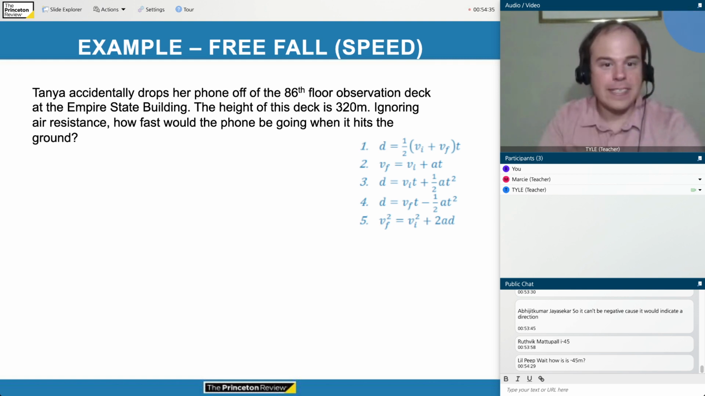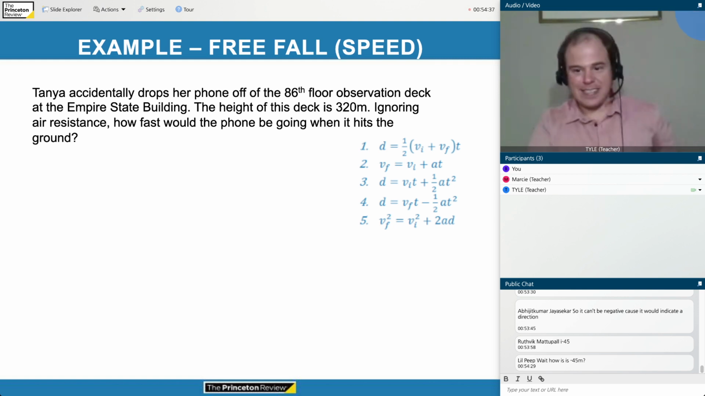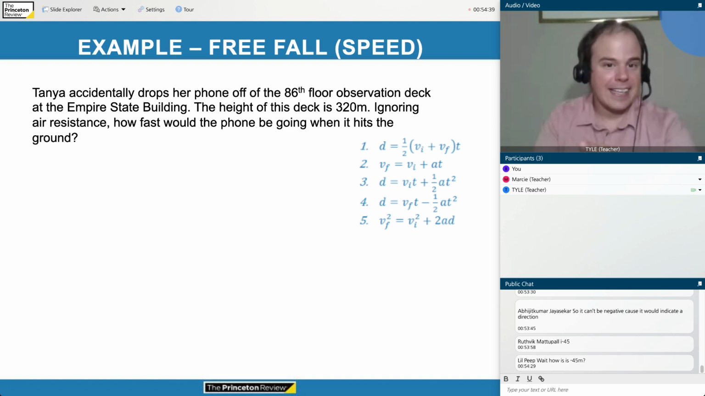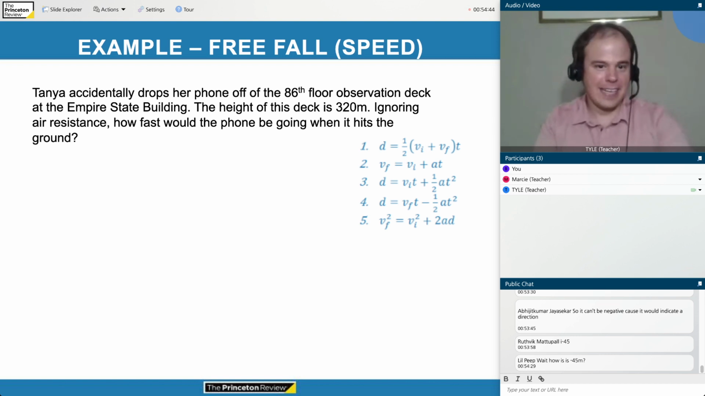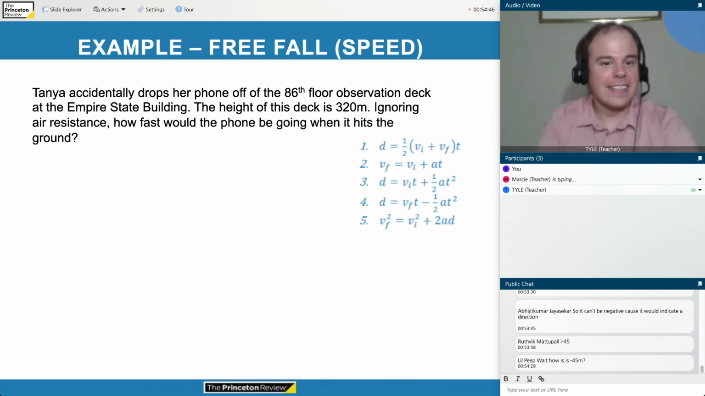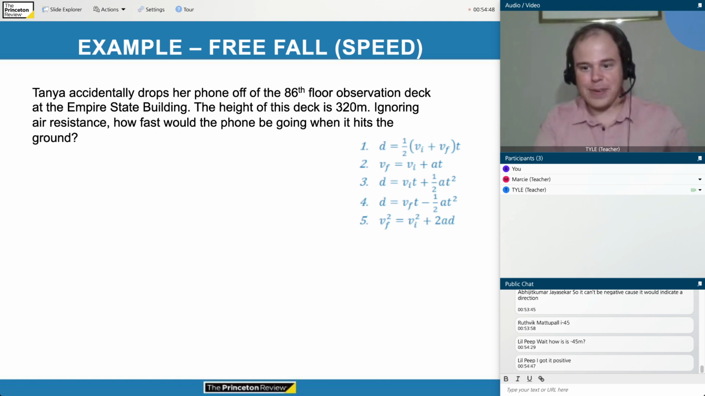So Tanya accidentally drops her phone off the 86th floor observation deck at the Empire State Building. I looked it up. The height of this deck is 320 meters.